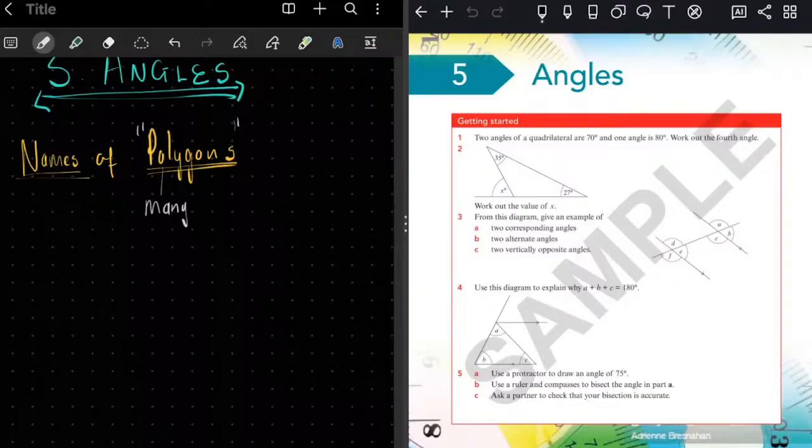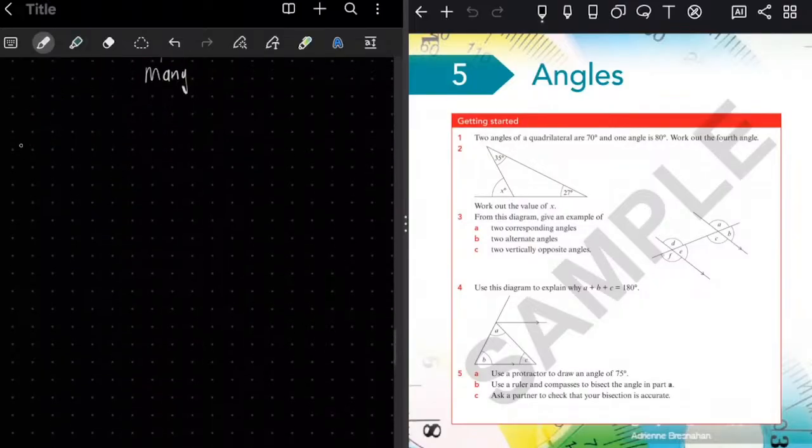If a shape has 3 sides, it's a polygon. If a shape has 4 sides, it's a polygon. If a shape has 5 sides, it's a polygon. If a shape has 6 sides, it's a polygon. If a shape has 7 sides, it's obviously a polygon because it has a lot of sides. What about 8? Yes, it is. It's a polygon. So polygon, shape with many sides. I want you to know that all of them will be polygons, but they have different names as well.